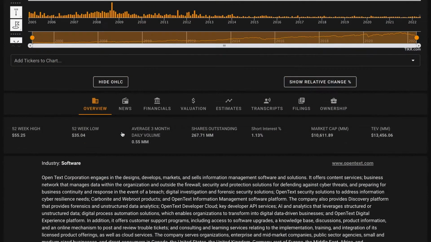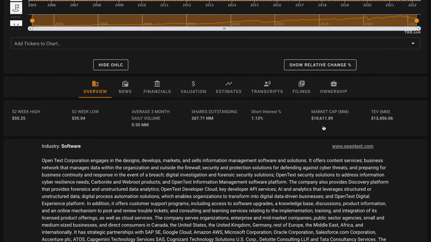Scrolling down, we can see that they're trading for just about $5 over their 52-week low, which is down a bit from their 52-week high. OpenText has a $10.6 billion market cap.